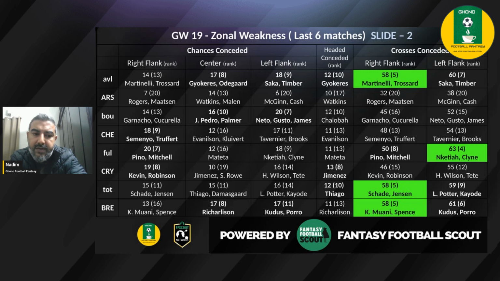But again, similar goes for Brentford, who also seem to have shown a little bit of weakness from the right flank in terms of the crosses, conceding 58 crosses, and are ranked fifth. This is where Kolo Muani and, of course, Dominic Solanke could actually do well.